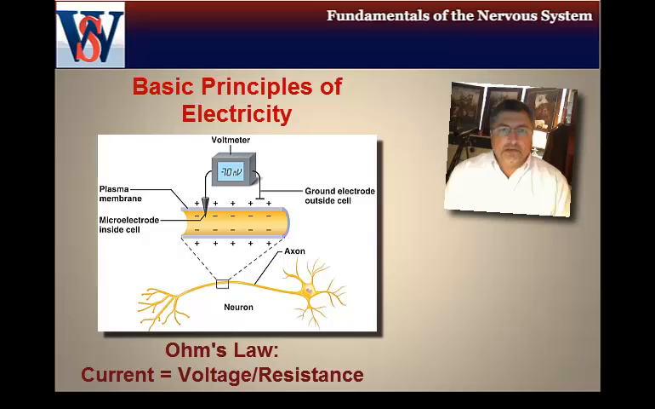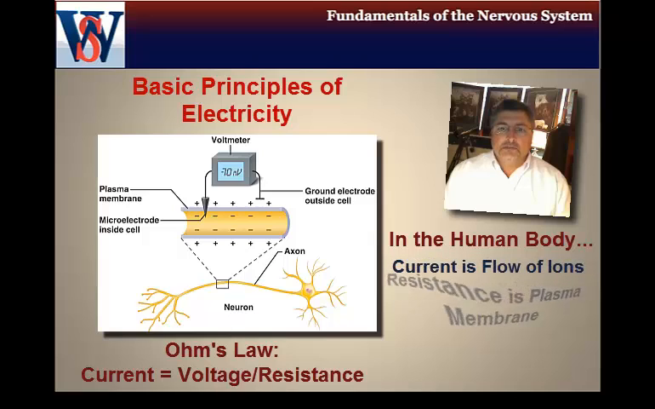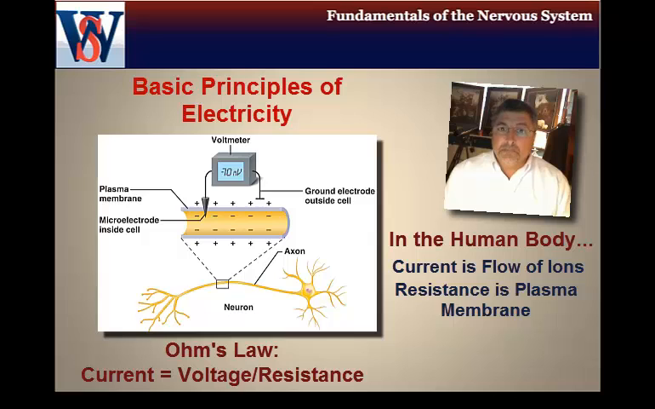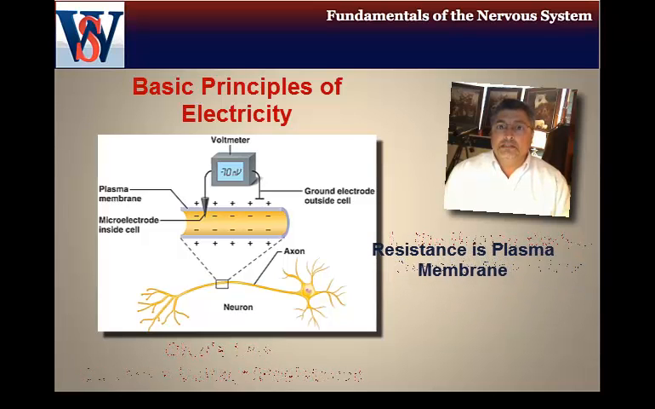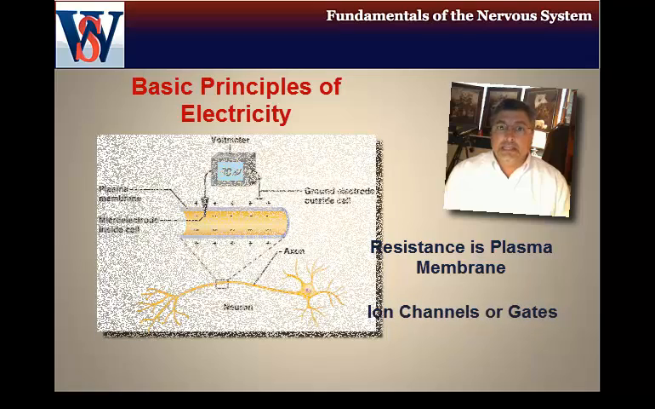Now, in the human body, though, if we look at electrical current, we're talking about a flow of ions. And the resistance in the human body is going to be plasma membranes. Now, plasma membranes are going to regulate the flow of the ions. Most of the ions are going to be impermeable or minimally permeable to a plasma membrane. But embedded in that plasma membrane will be things that we call ion channels or ion gates.